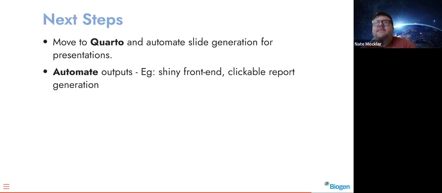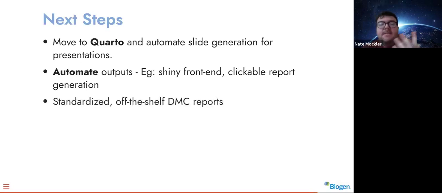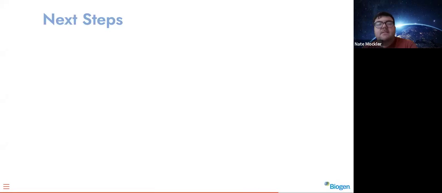Automate outputs. Eventually, we don't even want to write the RMD file. So the Shiny front end: pick what tables you want, pick your parameters, click report generation, is the goal. Automate and speed up the process as much as possible. Same thing, standardize off-the-shelf DMC reports. We want to make that as easy as possible: take your inputs, and have these files already ready to go.